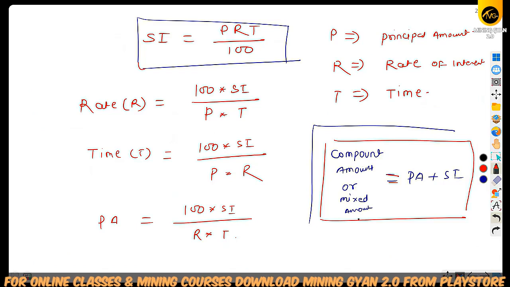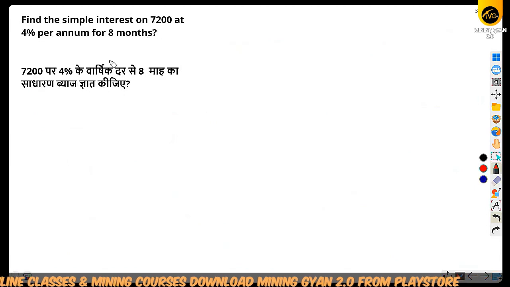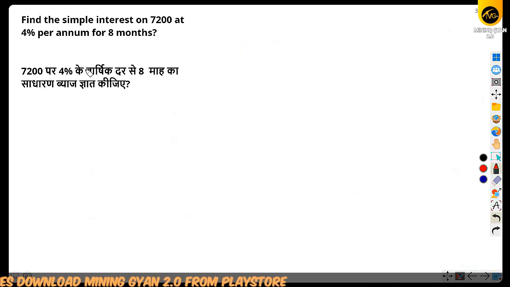Okay, now the first question. Find the simple interest on 7,200 rupees at 4% per annum for 8 months. ओके, हमारे पास 7200 रुपया है, उस पर 4% का एनुअल रेट ऑफ इंटरेस्ट है, उसके लिए 8 मंथ के लिए हमें कैलकुलेट करना है सिंपल इंटरेस्ट.